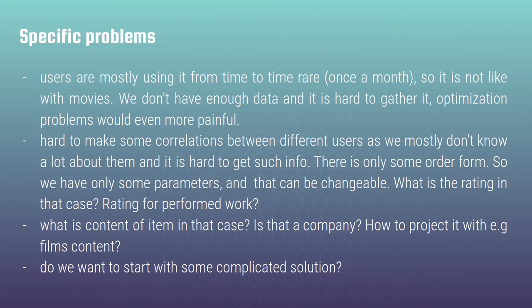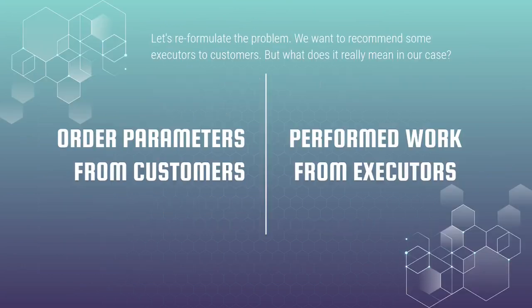So what is the rating in that case? Maybe we can project the rating for performed work. Another point is, what is the content of an item in that case? Generally we can't make a parallel here easily either. Maybe that can be our company or executor. Hard to say. It is not so easy to make a projection here equal to a film's content. And the last one, but from my point of view a rather essential point, is that we don't want to start with some complicated solution. But sometimes we simply have to look at the problem from a new angle.